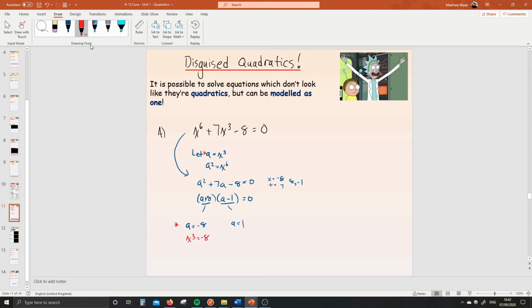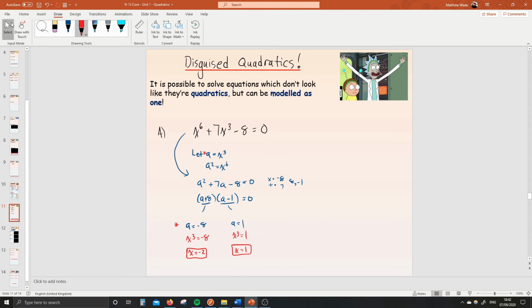So what number times by itself 3 times equals minus 8? Well, if you said minus 2, you're dead right. x equals minus 2, like an absolute boss. Same deal here. What number times itself 3 times? So x cubed equals 1. What number times itself 3 times equals 1? Well, if you said x equals 1, absolutely right as well.